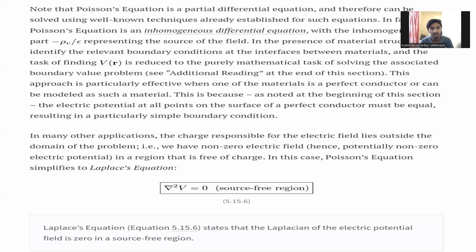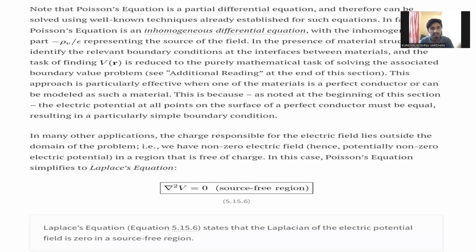This approach is particularly effective when one of the materials is a perfect conductor or can be modeled as such a material. This is because, as noted at the beginning of the section, the electric potential at all points on the surface of a perfect conductor must be equal, resulting in a particularly simple boundary condition.